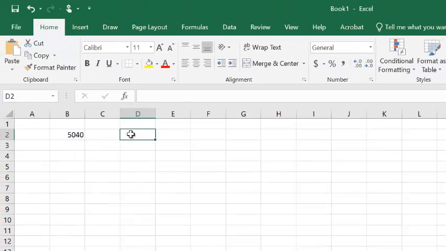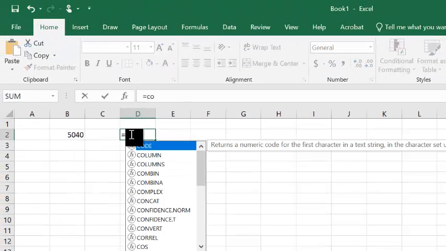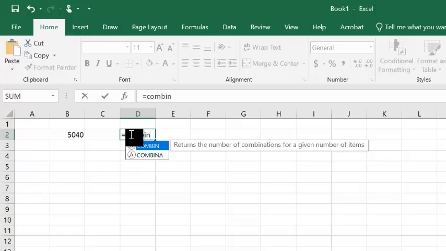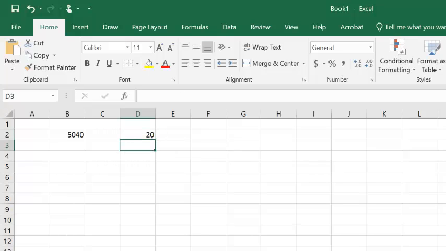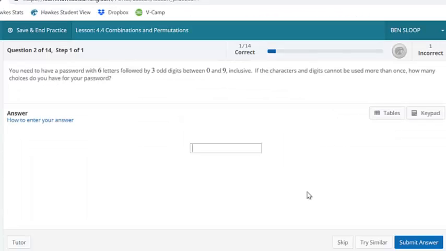So we're going to say equals combin. I put my larger number first, which is 6. That's the total number to choose from, comma, and then how many we're going to choose is 3. And we get 20 there. So next, we want to come up with a password that has 6 letters followed by 3 odd digits from 0 to 9. Okay, so we're going to do this one in 2 pieces.